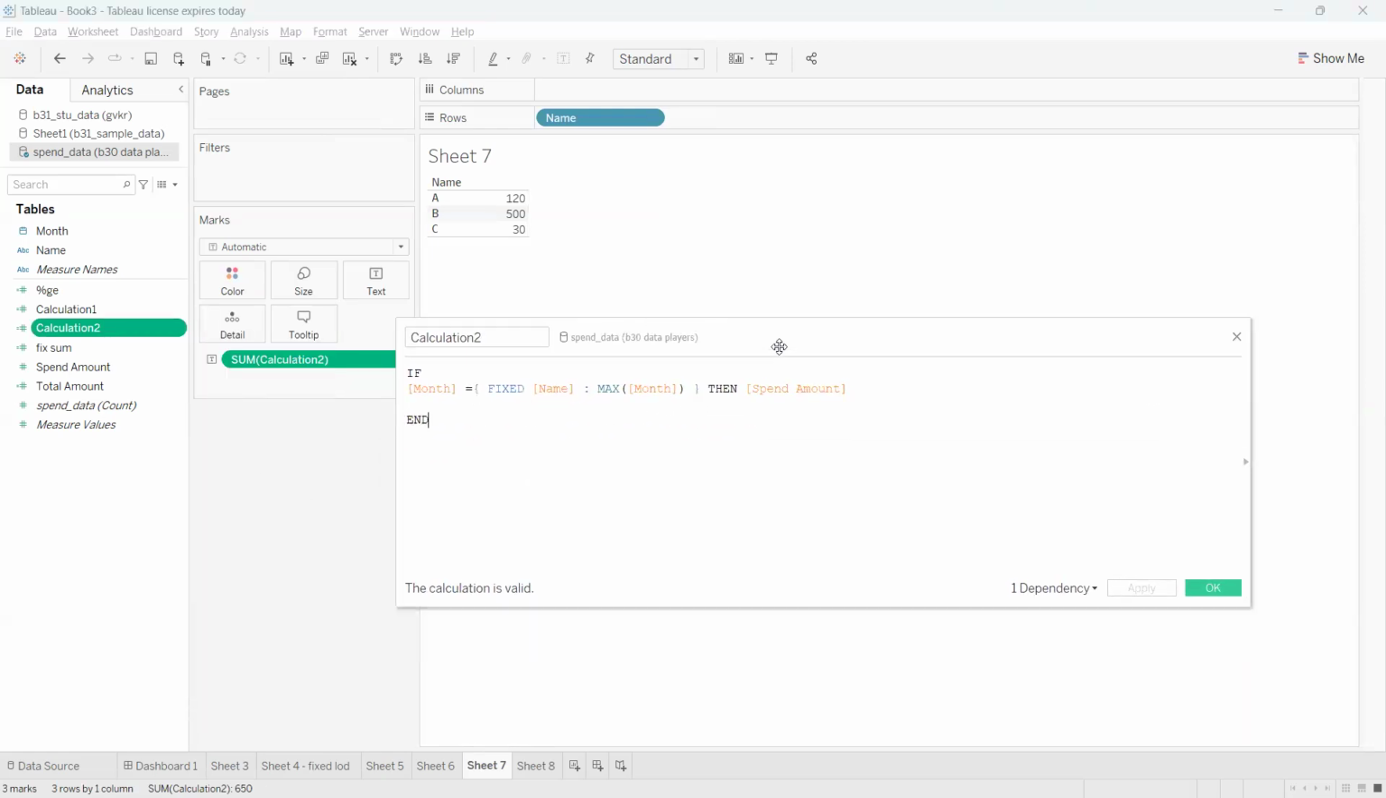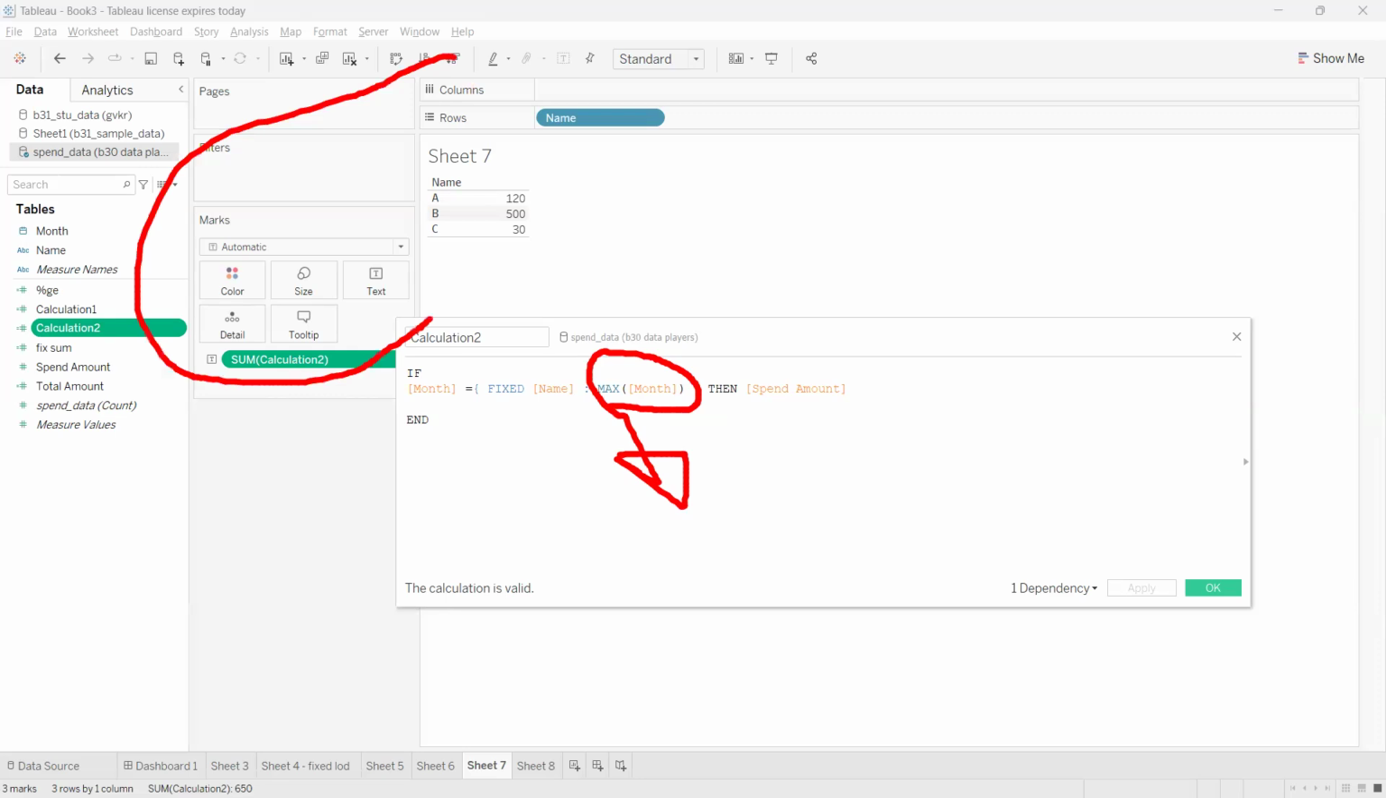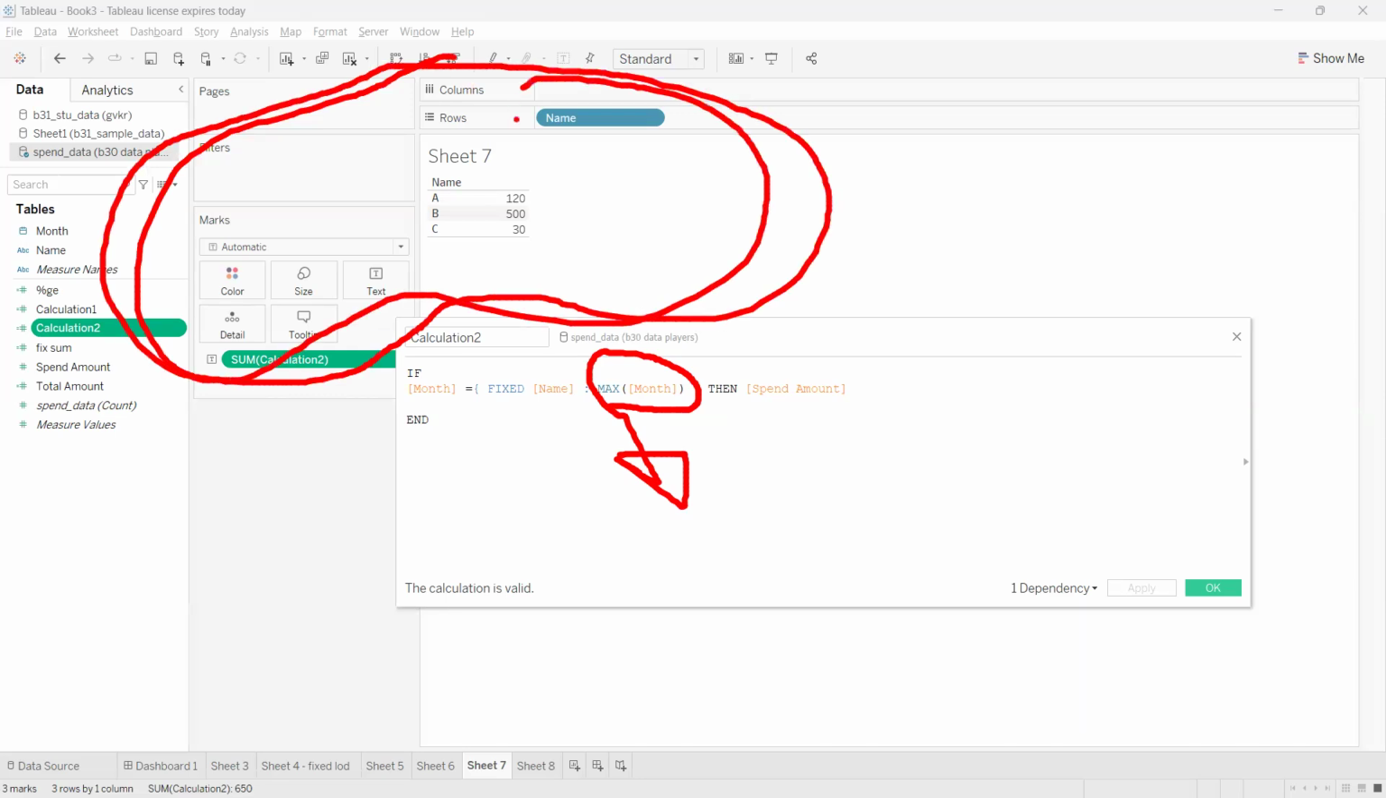Now in this particular case, how do we identify that we have to use fixed LOD here? How to simply identify it: you see, in this calculation we are using maximum month here. And this month, we are not using anywhere in the sheet.